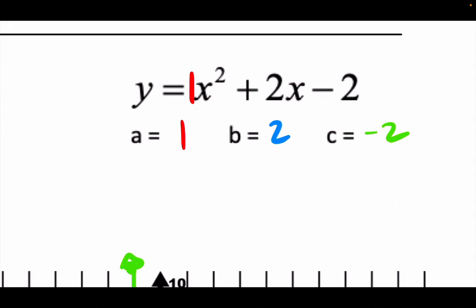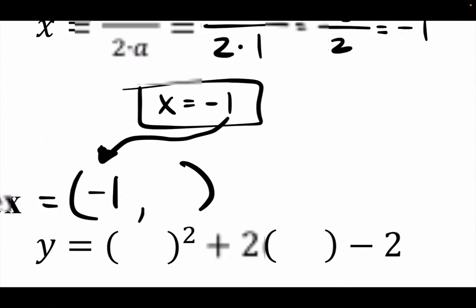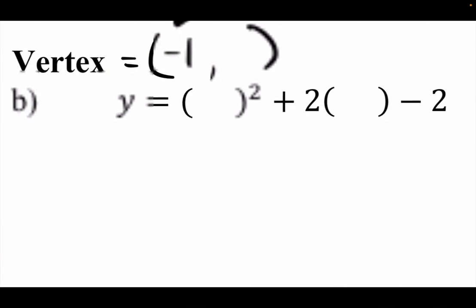What I'm going to do is plug in my axis of symmetry, -1. I'm going to plug it in everywhere I have an x. On your notes, since they were notes, I did it for you. All you got to do is write -1. So everywhere there was an x squared plus 2x minus 2, I'm going to put a -1. Okay?